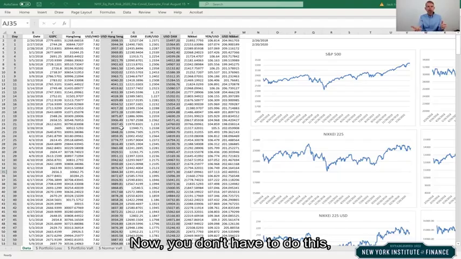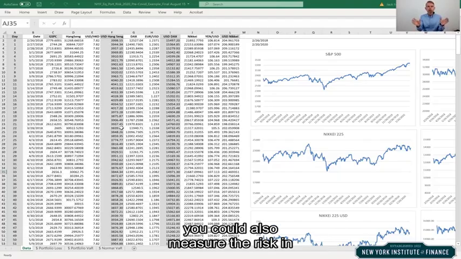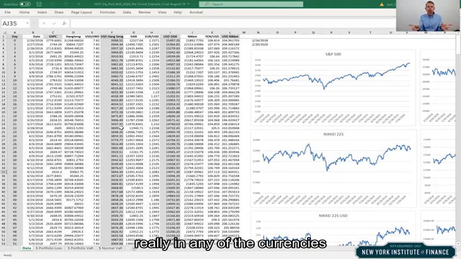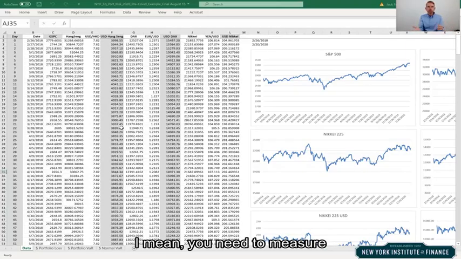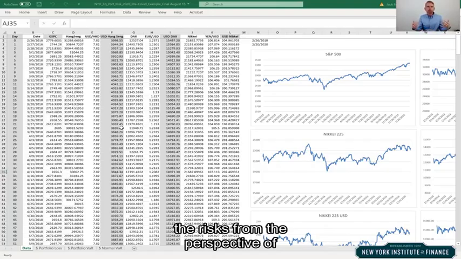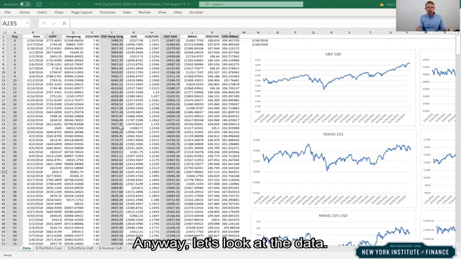Now, you don't have to do this. You could also measure the risk in this portfolio in Hong Kong dollars, or in yen, or in euros, really in any of the currencies that the indexes are based on. This is true of any kind of risk: you need to measure the risk from the perspective of your investors or your organization. What is their reporting currency? So anyway, let's look at the data.